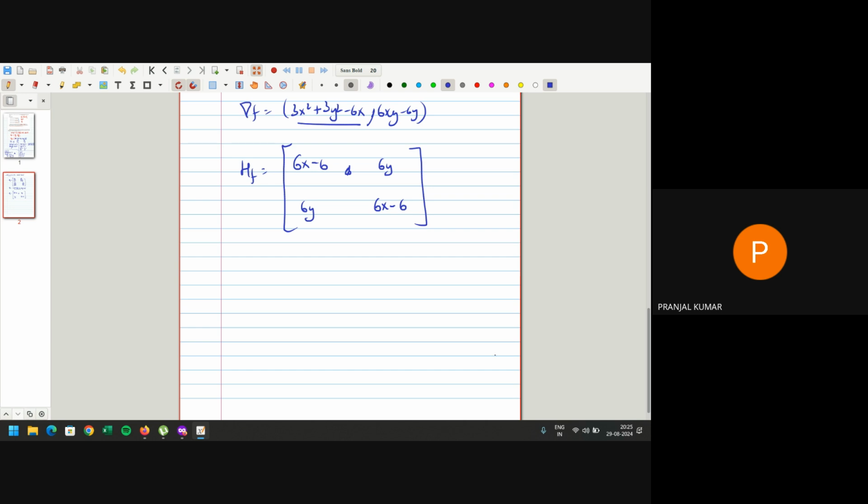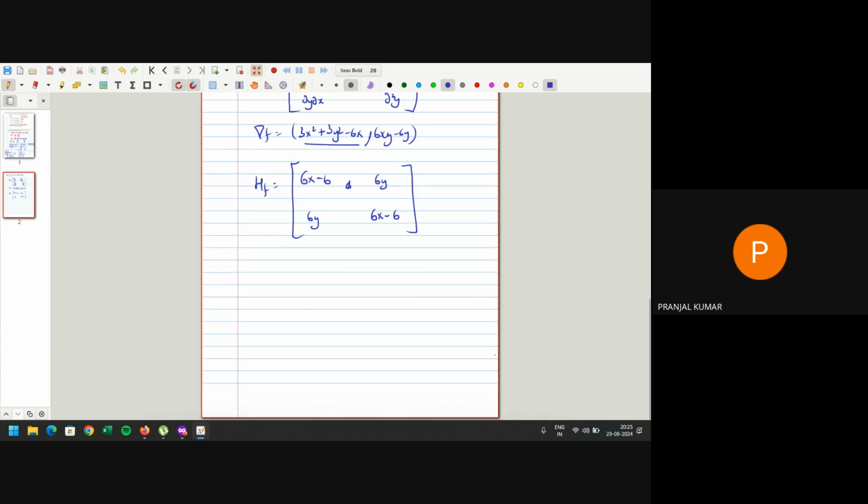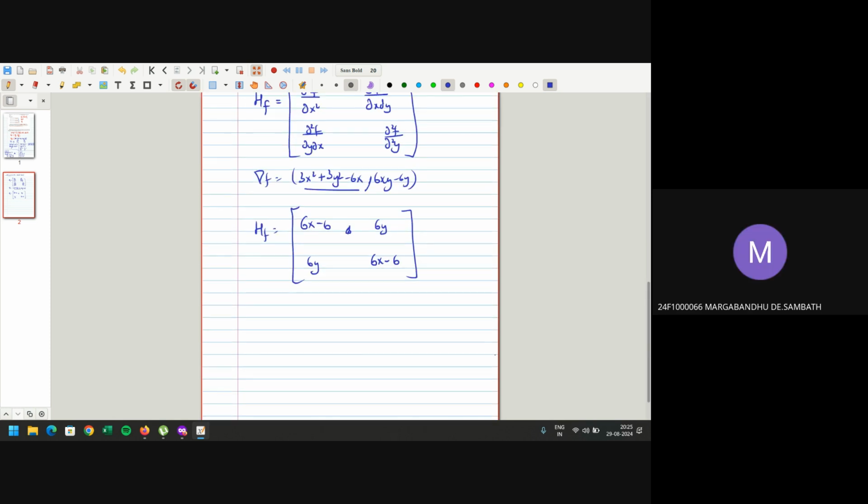Is this correct? Can anyone check? So ∂²f/∂x² is 6x minus 6. Correct, sir. And ∂²f/∂y²; see, this is ∂f by ∂y. Yes, sir. Okay. So now you have got your Hessian matrix. I said it's correct.